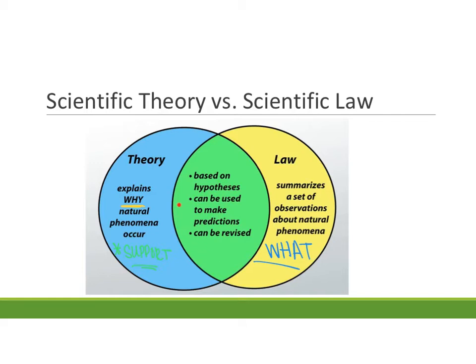And then in the middle of our Venn diagram, what do these share in common? So they are both based on hypotheses. So they are both heavily supported. And then they can both be used to make predictions, and they can both be revised. Remember when we made our flowchart, one of our characteristics of nature of science is tentative. As things change and as we learn more information, we can change, we can add, we can develop. So things can change. But that doesn't mean they're a shot in the dark. Theories are not random guesses. They are heavily supported.